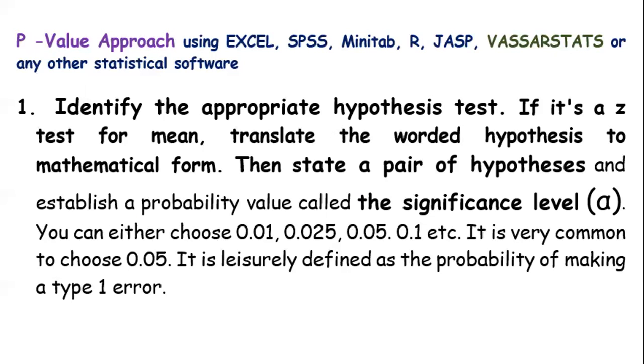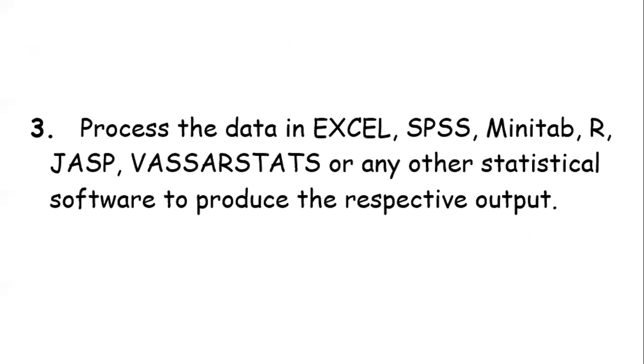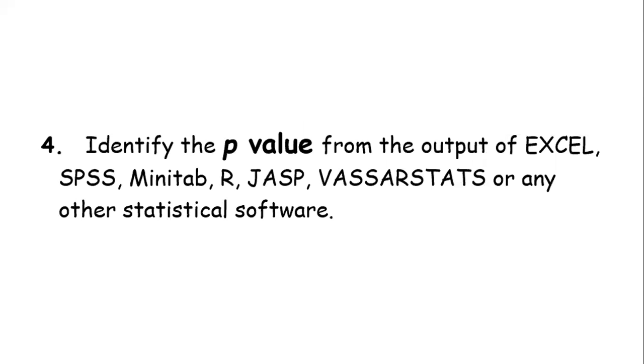Now you also have to establish a significance level called alpha. Alpha could be 0.01, 0.025. It's very common to use 0.05. Now you have to input the data in Excel or SPSS or Minitab or JASP or whatever software that you are using. You put the data in it. Then you process that data, and the software that you're using will give you an output. Now you have to identify the p-value from the output, okay, that the statistical software gave you.